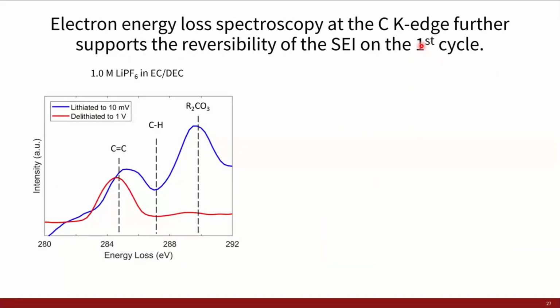Looking at the actual EELS spectra, we can see that in the ethylene carbonate only electrolyte, so without FEC, in the lithiated state, which is the blue curve, there is a strong carbonate peak, and that's coming from the organic carbonates depositing out of the ethylene carbonate. But on delithiation, those organic carbonates appear to be the reversible component, which is why the carbon and lithium intensity decreases on delithiation, instead leaving mainly olefinic carbon groups, which are going to be more insulating to the ionic transfer between the electrolyte and electrode.